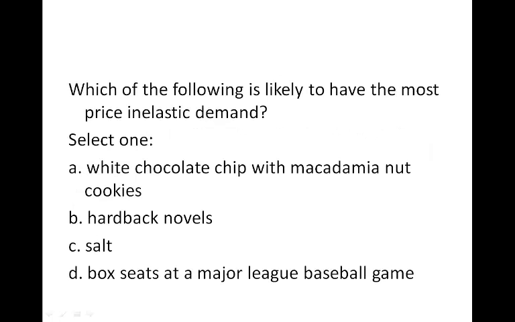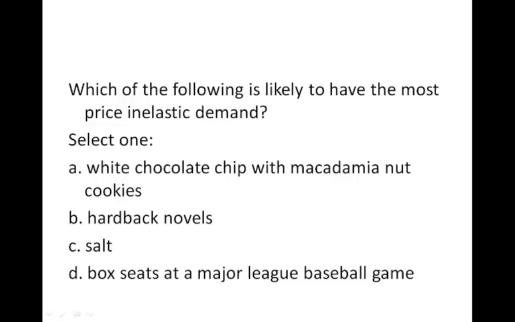Next problem. Which of the following is likely to have the most price inelastic demand? Okay, so we're looking for either a short time horizon, a very broad category of goods, or something where there are few substitutes. So let's see. For A, white chocolate chip macadamia nut cookies, well, there are a lot of substitutes for that. There's dark chocolate chip macadamia nut cookies. There are other cookies. There are other desserts. That'll probably have an elastic demand, so A is not right.